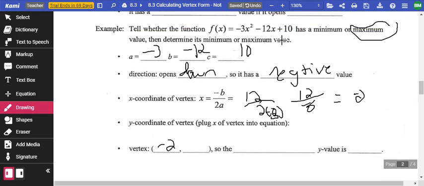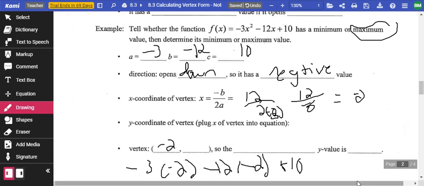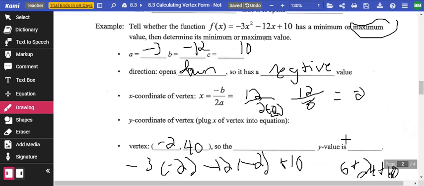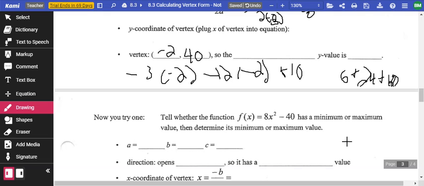So now I'm going to plug it into this equation. I'm going to go -3 times -2 squared minus 12 times -2 plus 10. So I'm going to get -12 plus 24 plus 10. 24, 25, 26, 27, 28, 29, 30, plus 10 more is 40. So the blank y value is, I don't know why it asked for that.